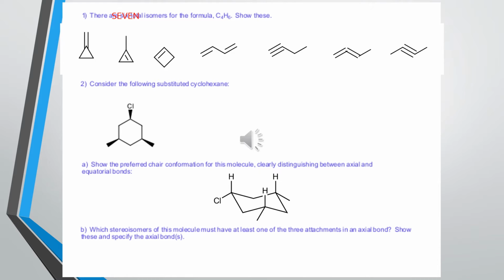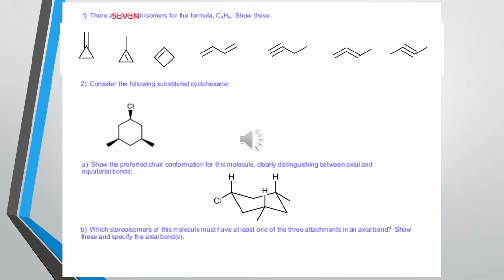So, question one asked you to show the 7 isomers. I had corrected that. I hope you saw that. I had made that correction in the description of the video, not in the video itself. But I corrected here. There are 7 possible constitutional isomers for the formula C4H6, and here they are. Okay, here are the 7. Not much more to say than that.